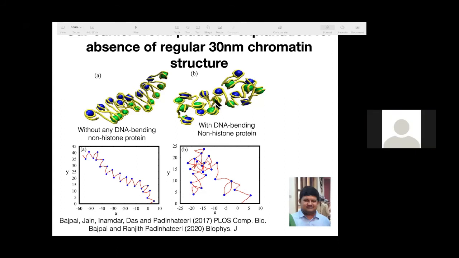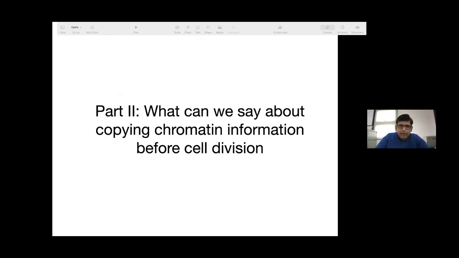I just wanted to say that we have other work on the details of it, which was done by another PhD student, Gaurav. And I'll now switch gears and talk about a different problem, which is what can we say about copying information, the epigenetic information, which is the information beyond the genetic code, hidden in chromatin. During cell division, what can we say about copying this information?